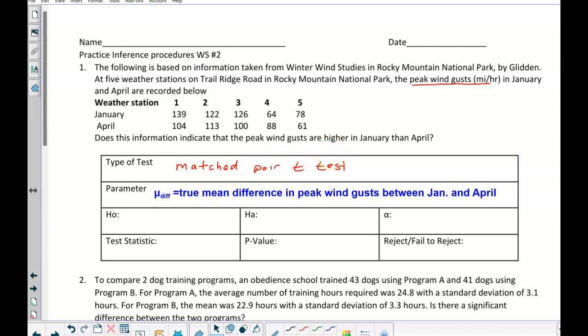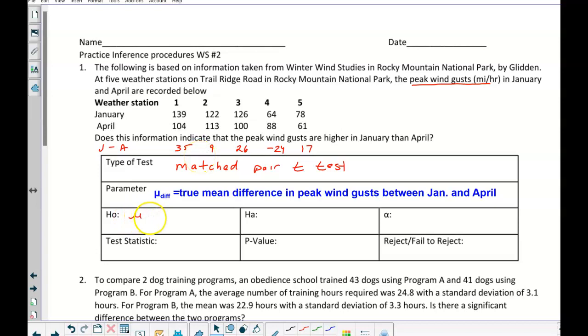And we would calculate the difference, and I'm going to do January minus April. So I have 35, 9, 26, negative 24, and 17. So with the matched pair t test, you're finding the mean of the difference. So we calculated the difference, and that's our goal.